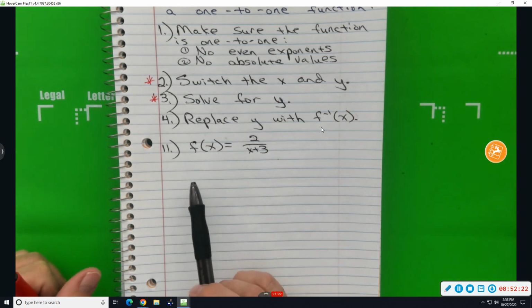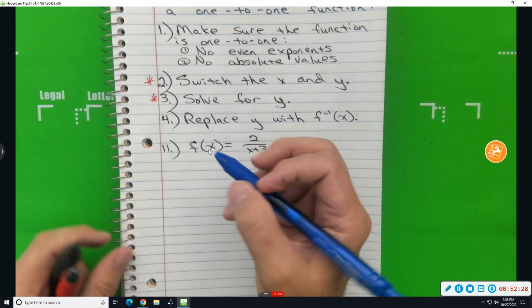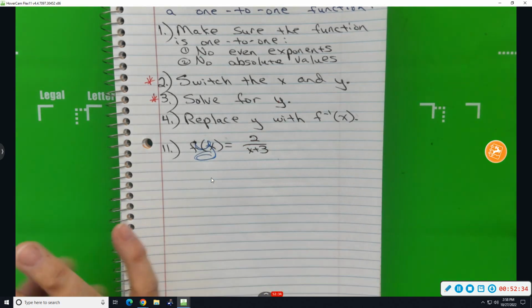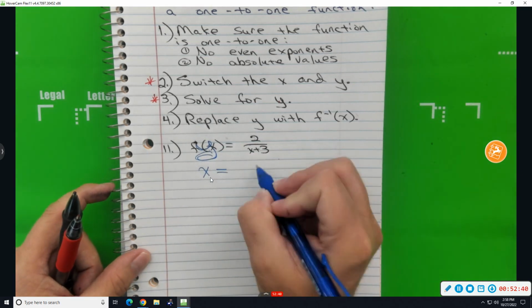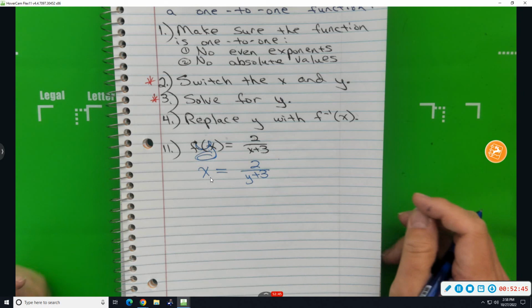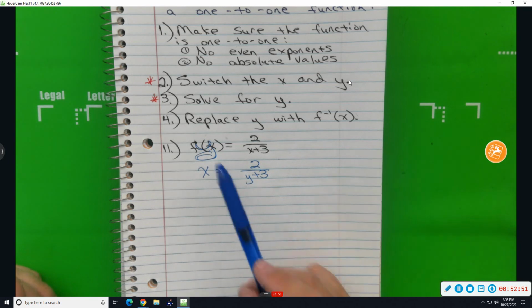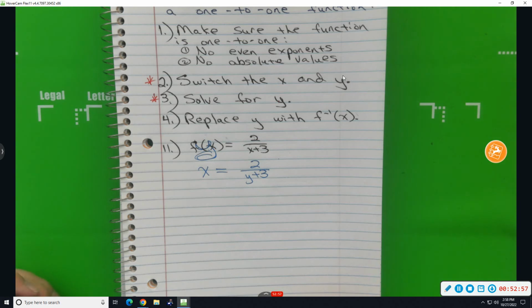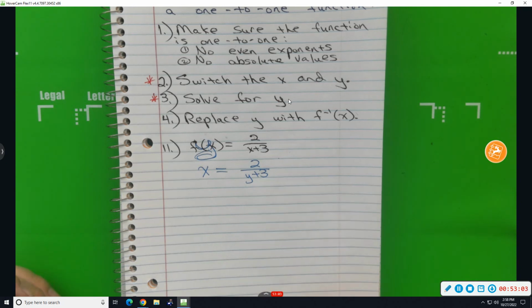Wait a minute, I don't even see y here. What's taking the place of y? That f of x is just a fancy way of saying y. So that y becomes an x, and the x becomes a y. Now we need to solve for y. We need to get the equation with y by itself on one side.